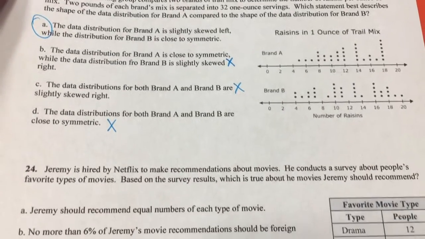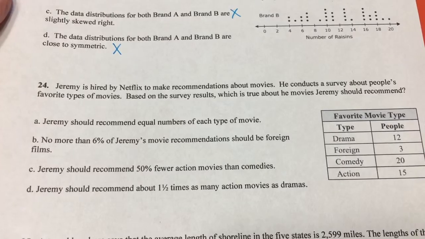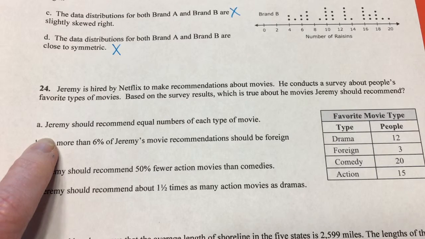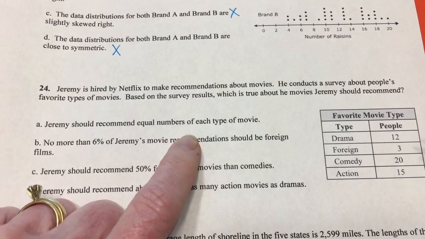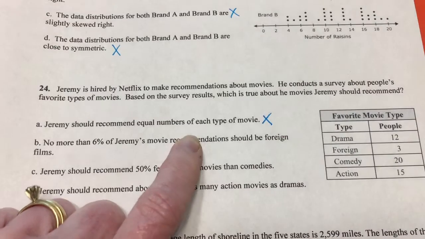All right, number 24. Jeremy is hired by Netflix to make recommendations about movies. He conducts a survey about people's favorite types of movies. Based on the survey results, which is true about the movies Jeremy should recommend? So, Jeremy should recommend equal numbers of each type of movie. All right, so based on the survey they did, if he should recommend equal numbers of each type of movie, then these would all be the same number, and that's not true. So this is not going to be my answer.